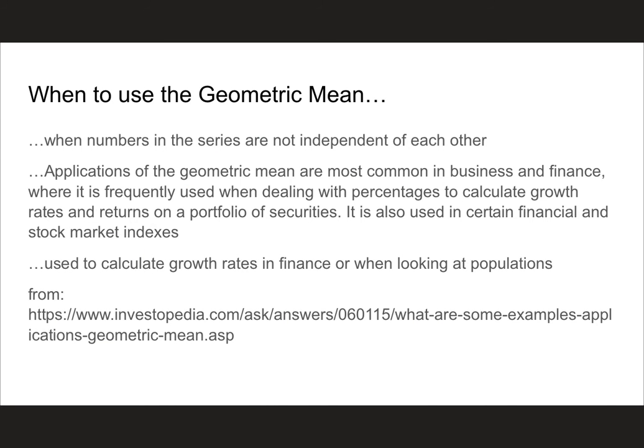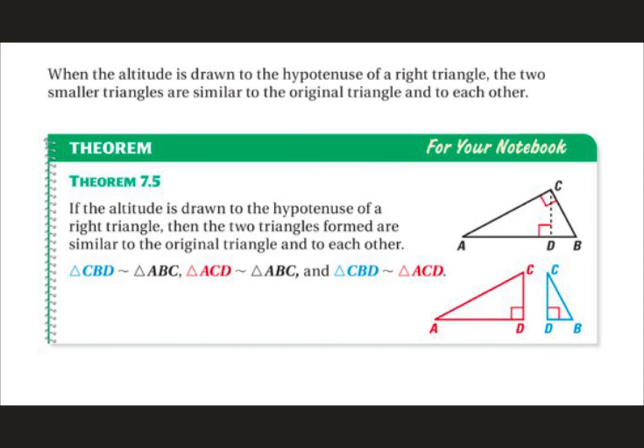Now, when to use the geometric mean, this is from Investopedia. It's good to use when you have numbers that are in a series that are not independent of one another, numbers that are connected to each other. And it's used in business and finance when we're looking at percentages that are calculating growth. It's also used when we're looking at population growth. So when numbers are connected to each other and we're showing growth, that's when geometric mean is used outside of geometry class. But today we're just going to be looking at triangles.